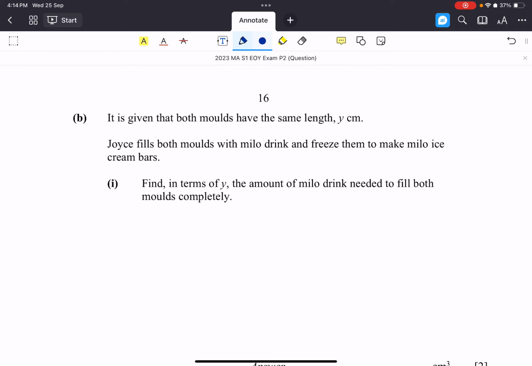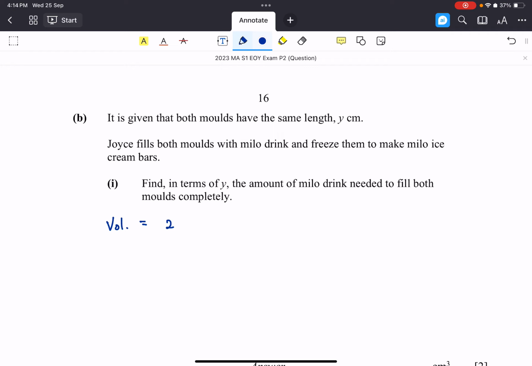Okay, so in this case we need to find the volume. Amount of the drink means the volume, right? So volume equals to, now the thing is we want to find in terms of y, right? So we can go 2 times, because both of them have the same cross section, they actually have the same volume. So I just need to find one of them and multiply by 2. I can choose to find the triangle, or the semicircle, or you can find both separately and add them together, but it is extra work, right? Because they are the same size.